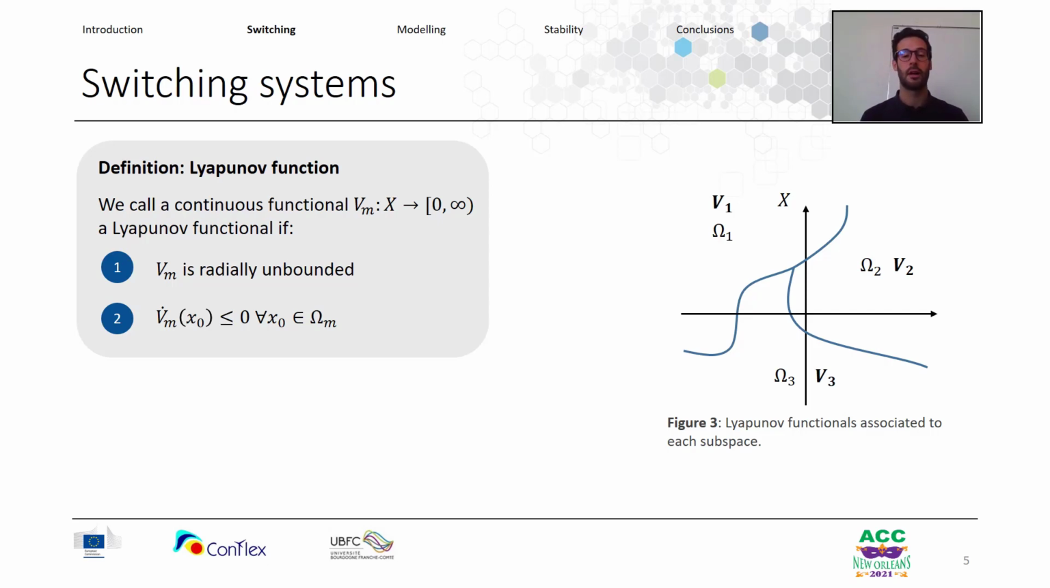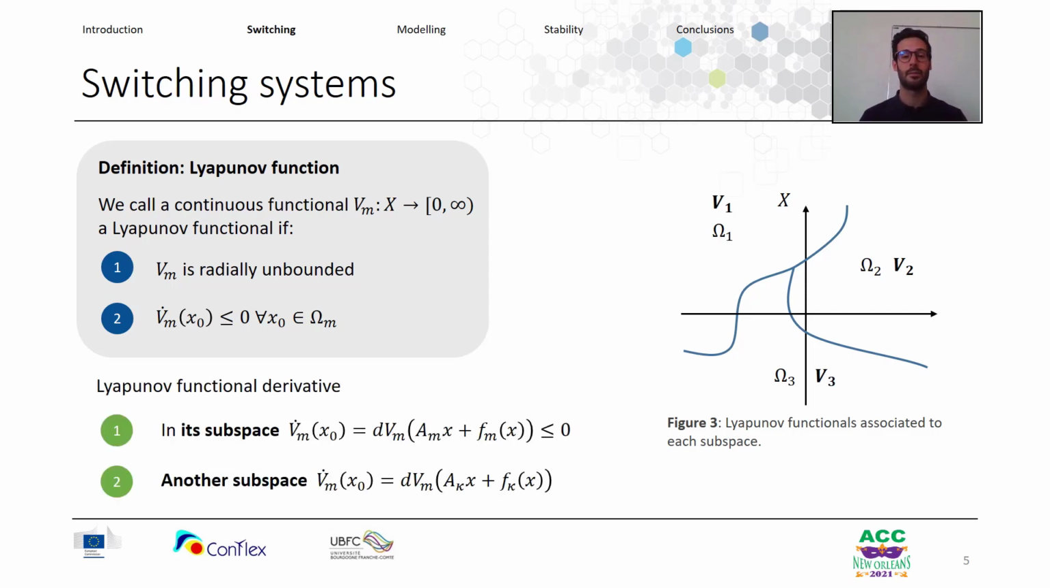But how to compute the Lyapunov functional derivative? In each subspace, the time derivative corresponds to the multiplication between the Fréchet derivative of the Lyapunov functional with the vector field associated to the same subspace to which the Lyapunov functional is associated, and it must be non-positive. The time derivative in another subspace can also be computed exactly in the same way, but we don't have any restriction on the non-positivity of this time derivative.